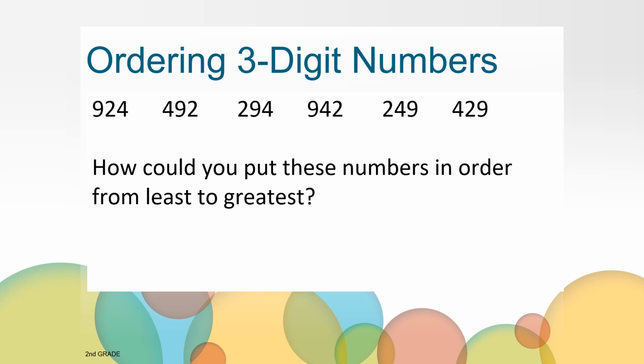How would you write these numbers in order from least to greatest? Let's talk about how you might begin. Least to greatest means the smallest number all the way up to the biggest number. Start with the numbers that have the fewest hundreds. Which of these numbers listed here have the fewest hundreds?